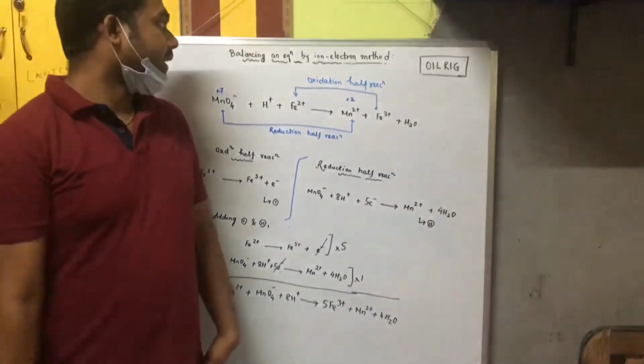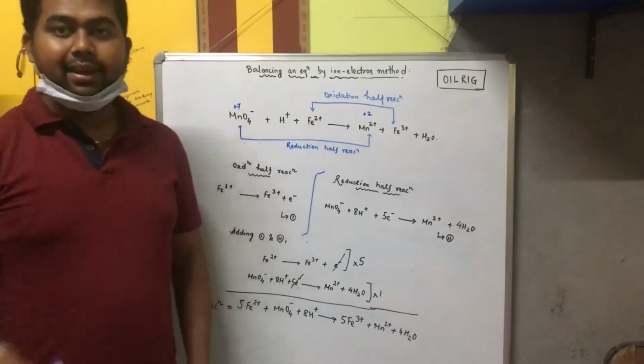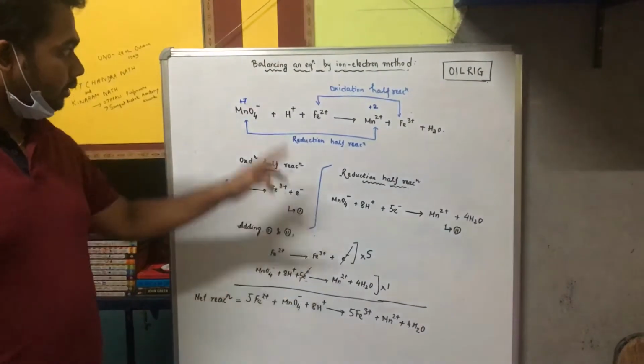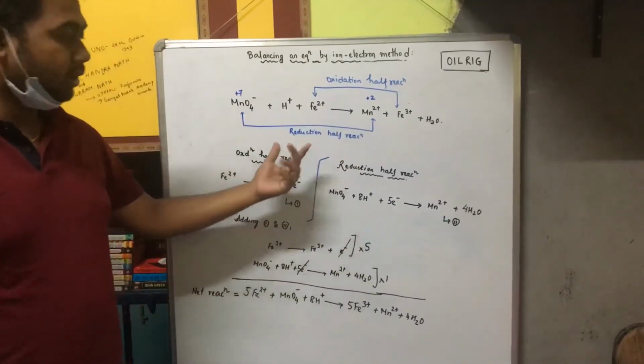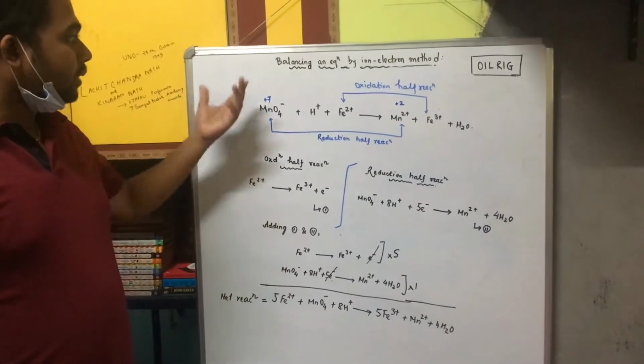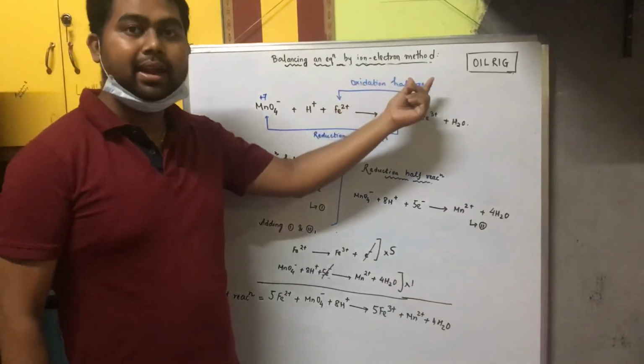Today we will discuss how to balance an equation by the ion-electron method. In earlier classes I have already uploaded the theories, and the notes on how to balance these reactions will be given in the other section. So here, see how to balance a redox reaction by the ion-electron method.